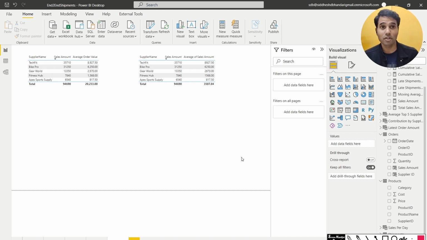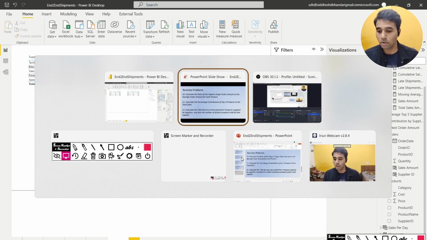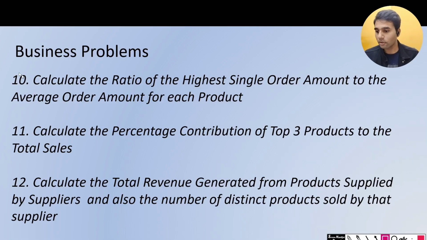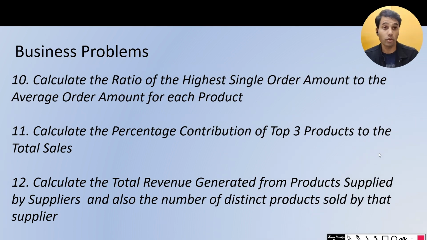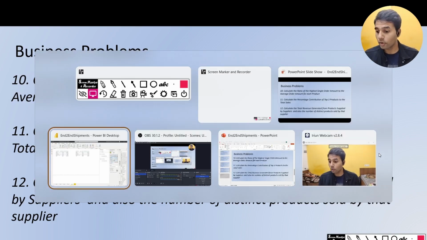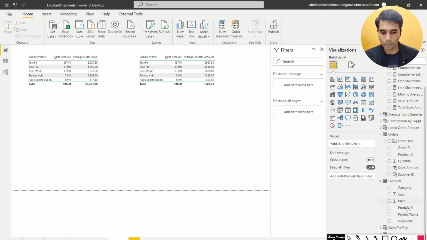So for today's demonstration, we have the following questions. So first, we start with: calculate the ratio of the highest single order amount to the average order amount for each product. So what do I mean by that? Let's head over to Power BI and let's break it down one by one.